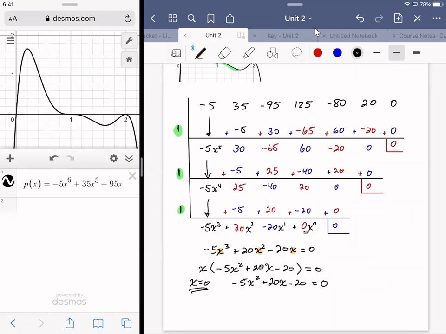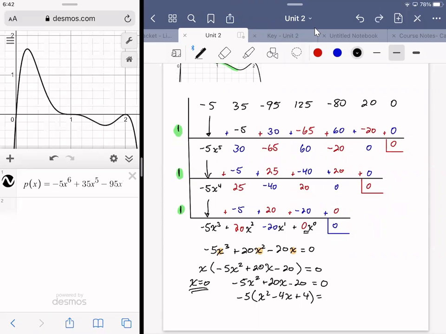So we knew x equals 1 with a multiplicity of 3 through the synthetic division process. We have x equals 0. Now it's just a matter of getting the other two roots, because we got 4 out of the 6 that we needed. So maybe at this point you pull out a negative 5. x squared minus 4x plus 4.